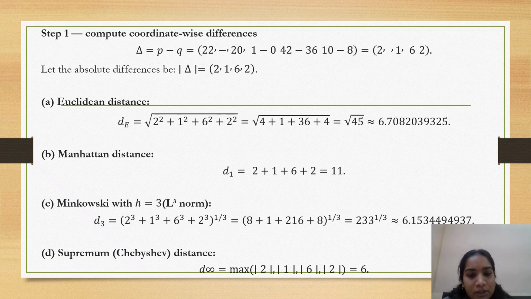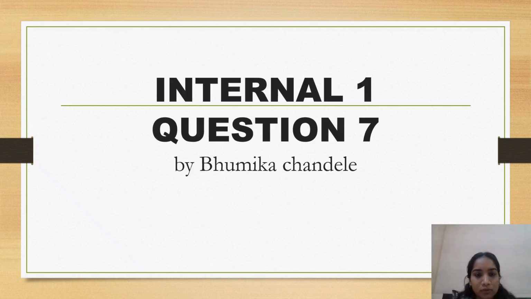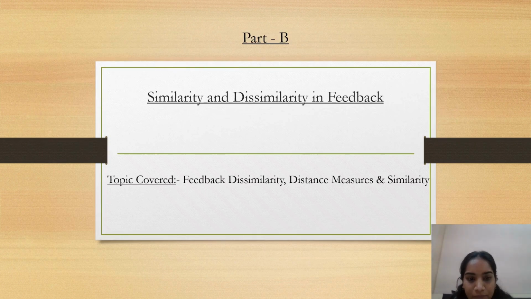Here are all the distances. Euclidean is 6.7, Manhattan is 11, Minkowski is 6.15, and supremum is 6. So these metrics help us understand similarity between students based on multi-attribute interaction data. Thank you.